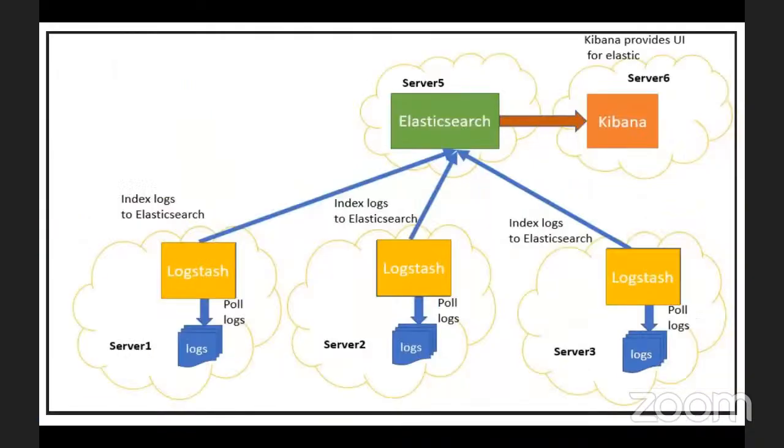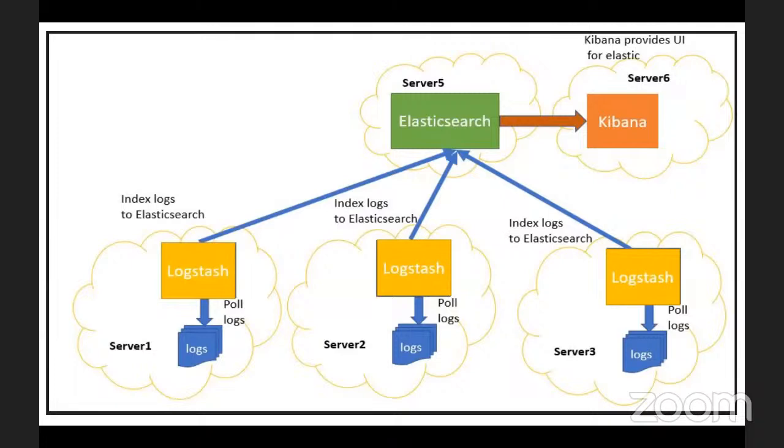Assuming my microservices are in the cloud: microservice 1 in Google Cloud, microservice 2 in GCP, microservice 3 in Azure. Maybe that's possible, right? One is in one cloud, another is in another cloud. What I'll do here is install Logstash in microservice 1, Logstash in microservice 2, Logstash in microservice 3. And all these Logstash instances point to one Elasticsearch database, only one Elasticsearch.